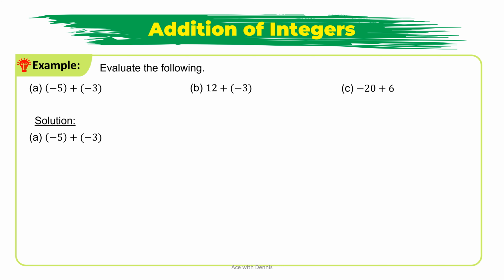Here's the solution. For A, negative 5 plus negative 3, we can rewrite it as negative 5 minus 3, and the answer is negative 8. For B, 12 plus negative 3, we can write it as 12 minus 3, and the answer is 9. For C, negative 20 plus 6, we actually don't have to do anything. Just imagine the number line: start with negative 20 and move 6 units to the right. The answer is negative 14.